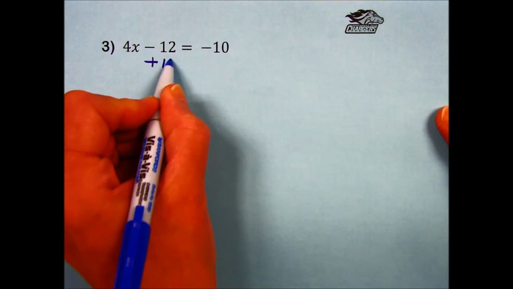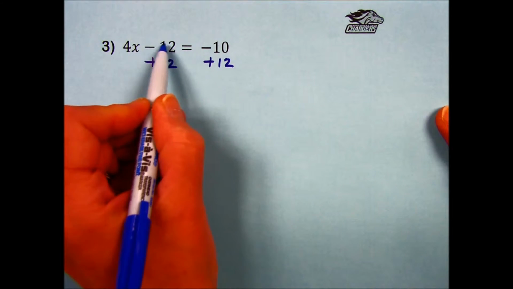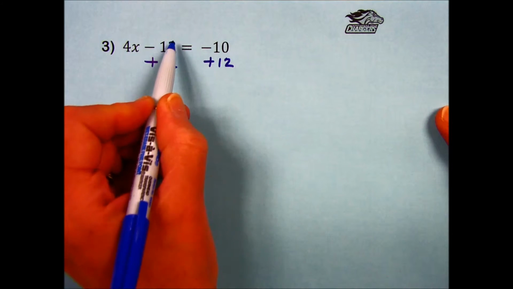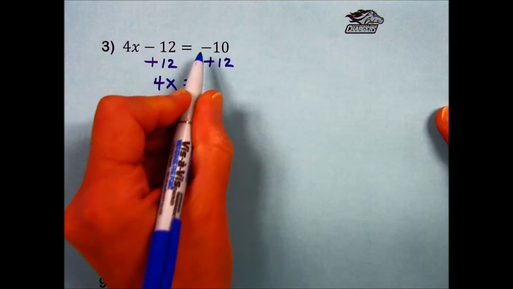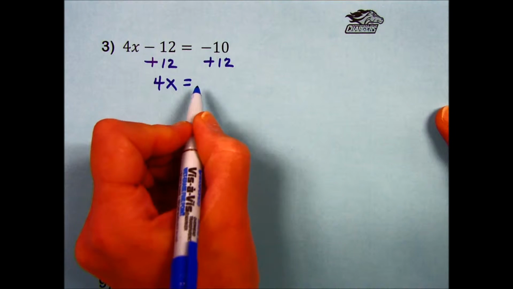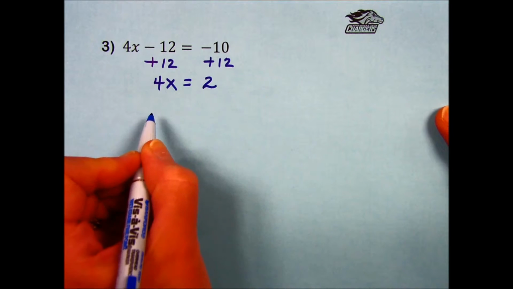So we'll add a 12 to both sides to maintain equality. That results in a minus 12 plus 12, canceling one another out, leaving a 4x by itself. Negative 10 plus 12, we're adding signed numbers. The difference is 2, and the larger one is positive.